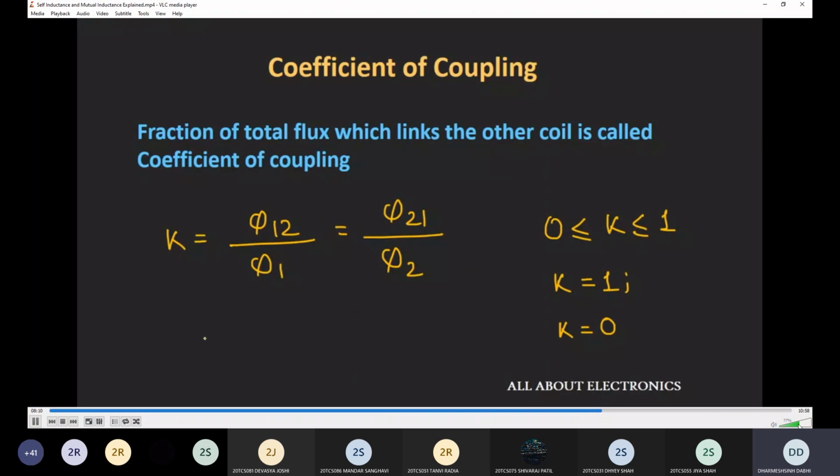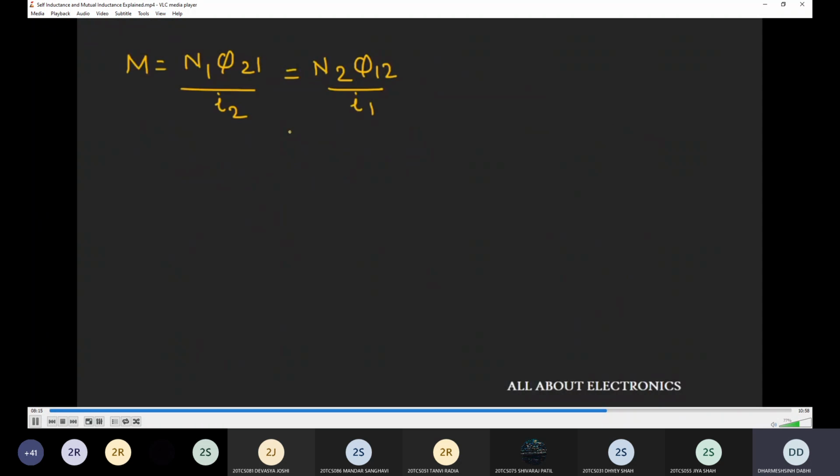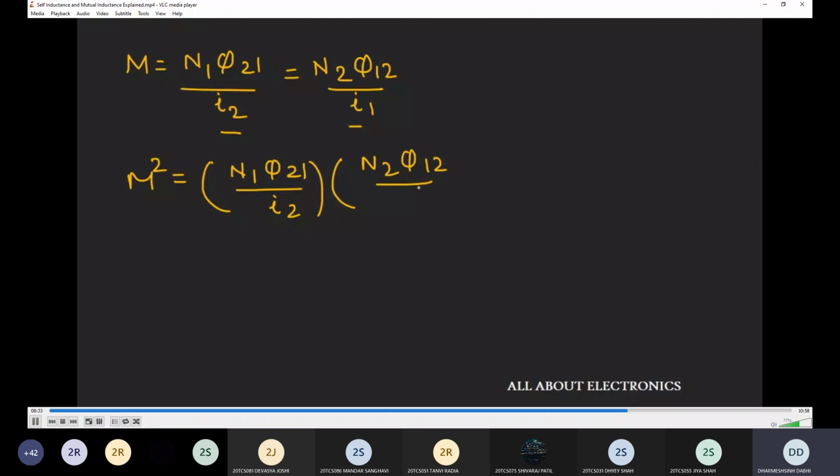So now let's find the relation between this coefficient of coupling and the mutual inductance. Earlier we found this expression for the mutual inductance. So now let's multiply these two equations. So we can write M square is equal to N1 into φ21 divided by I2 into N2 into φ12 divided by I1. So now let's multiply and divide this term by φ1 and φ2.